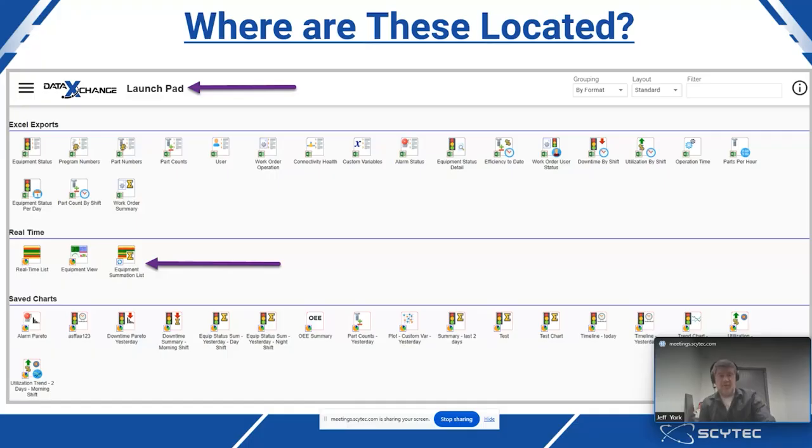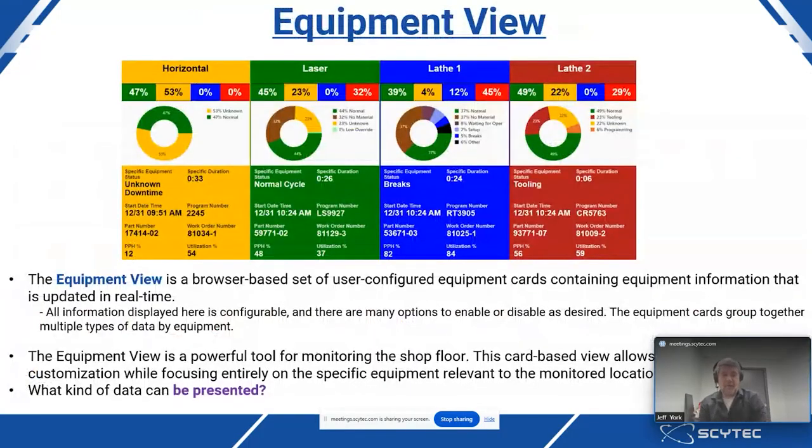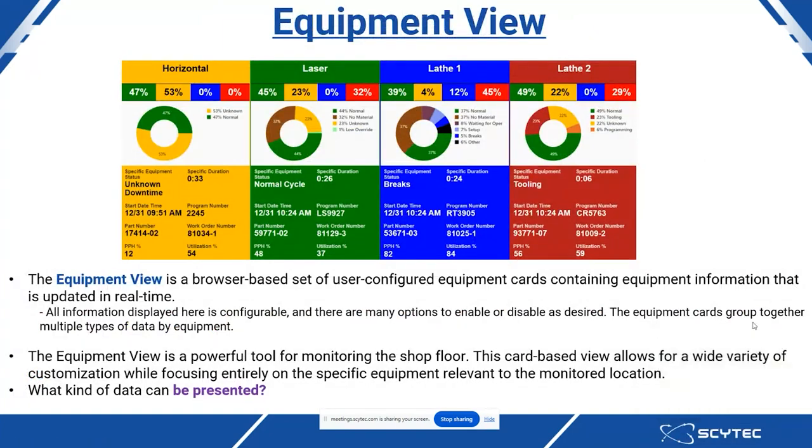Now, the first one that I'm going to be discussing this morning is going to be our equipment view. The equipment view is a browser-based set of user-configured equipment cards containing equipment information that is updated in real time. All information displayed here is configurable, and there are many options to enable or disable as desired in terms of data points that you see populated in the equipment view.